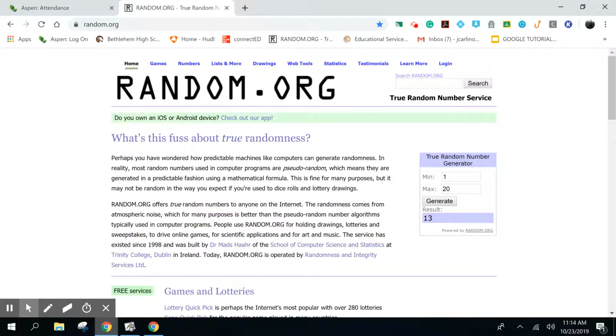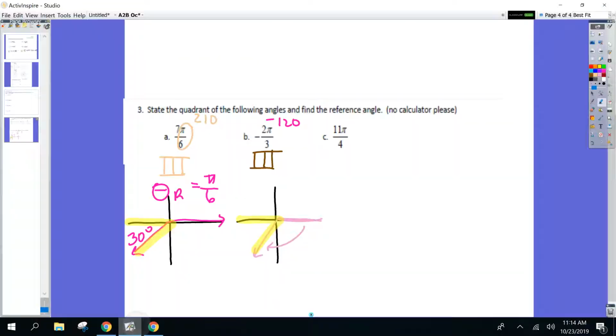Here we go. Let's hear from 1. What do you got, Olivia? 60. Perfect, but we're going in radians. Pi over 3. So the reference angle is pi over 3. I don't know if anybody sees anything yet between my original angle and what the reference angle is going to be.